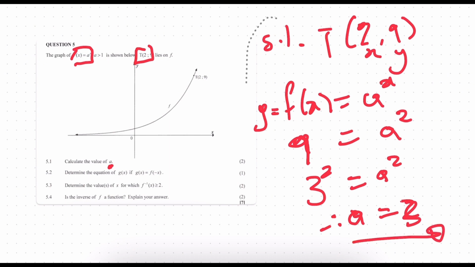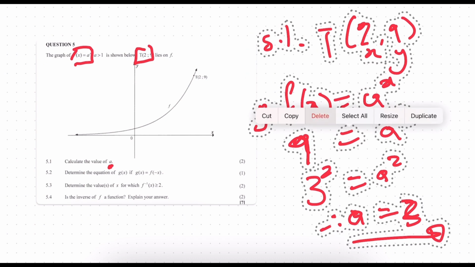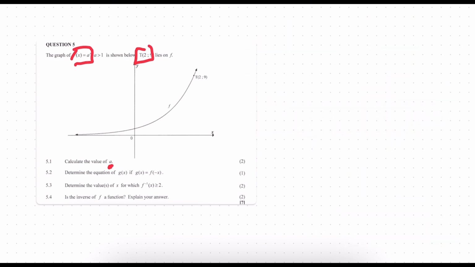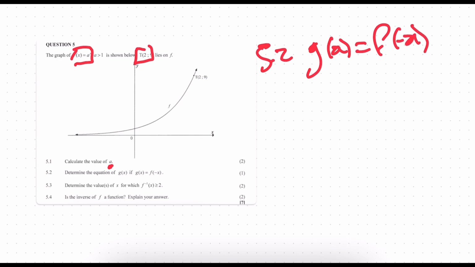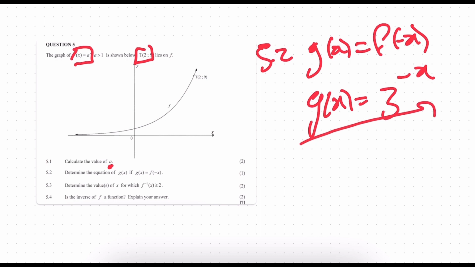That's how you solve the first question. And then the second question, we are asked to determine the equation of g. They're saying 5.2, it says you literally have g of x equals f of negative x, right? And then you know that your g of x will then be equal to, whenever there is x, you plug in negative x, then you're done.